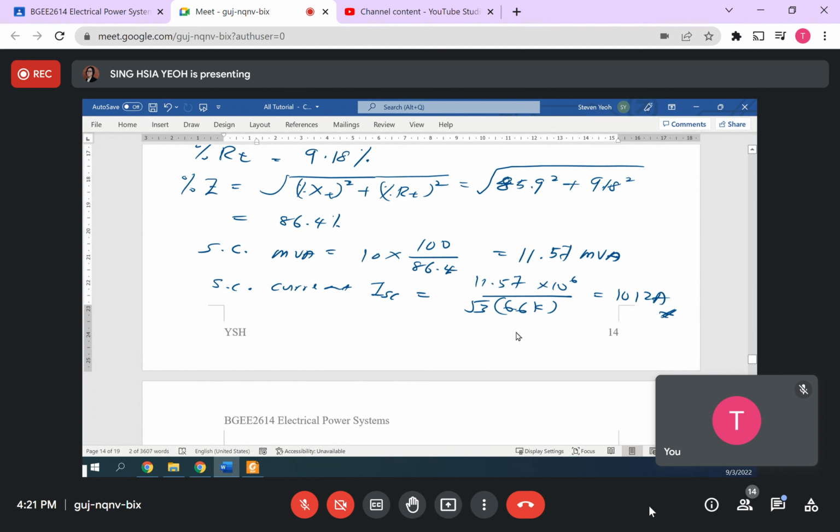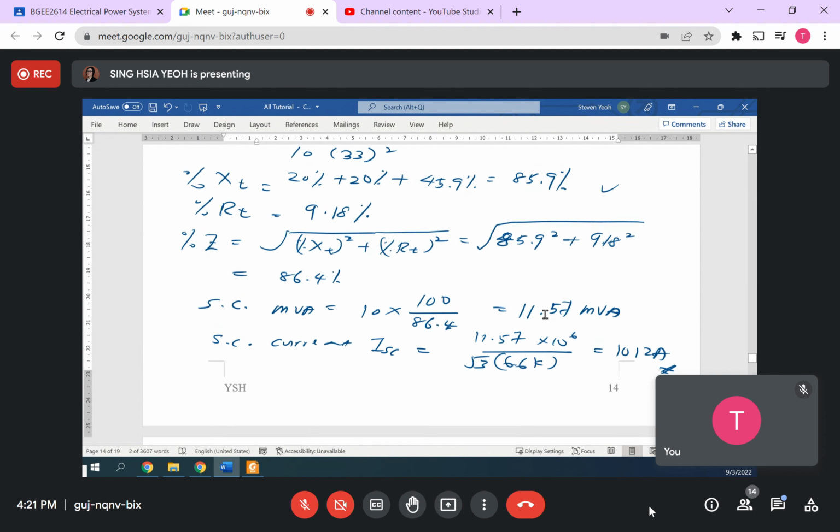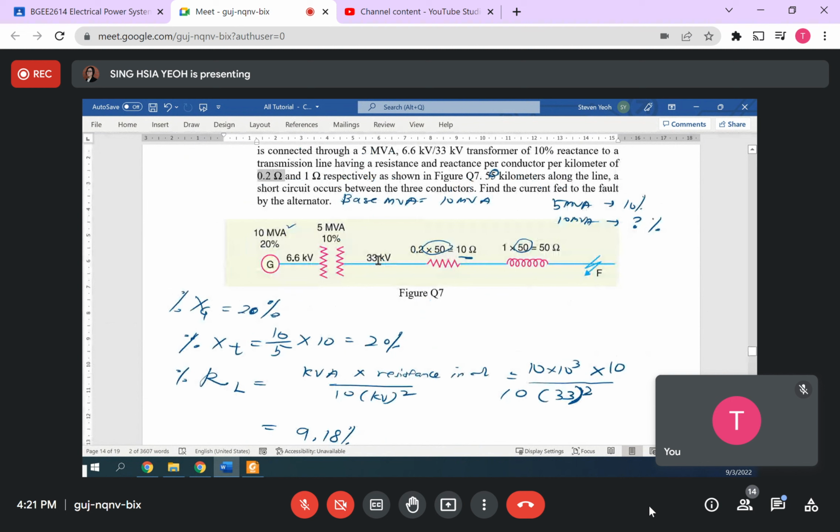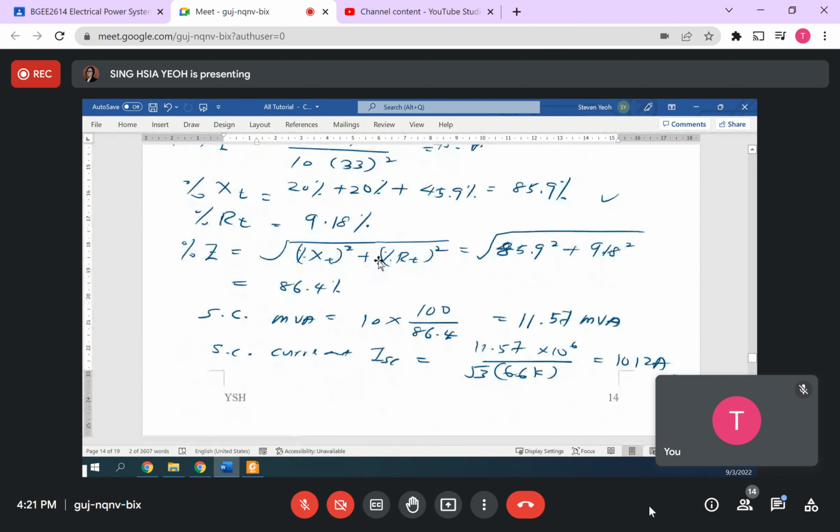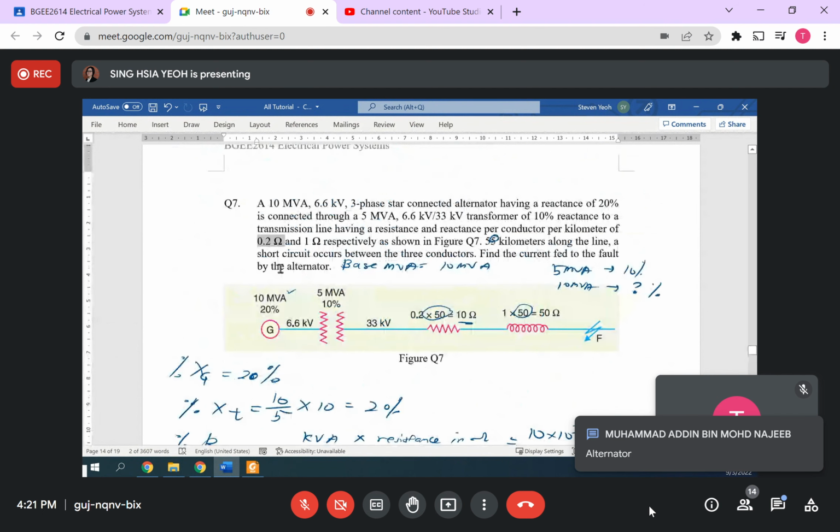Why is it 6.6K? Why the 6.6K? Yeah, not 33K. Oh, yeah, because this is one thing by the alternator. So the alternator is here. Alternator means generator, 6.6K. They want to know the current to the fault by the alternator. So you are using 6.6K.